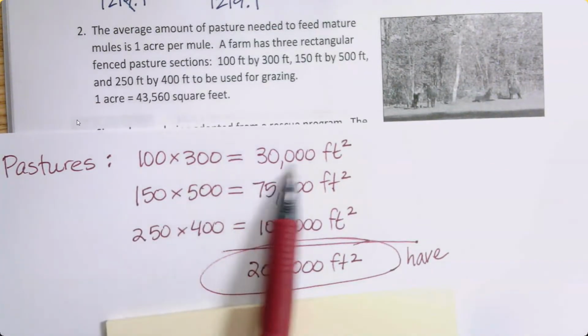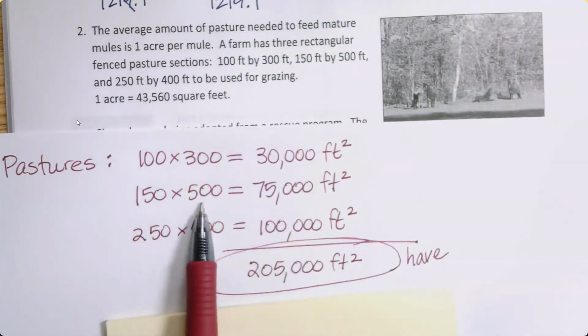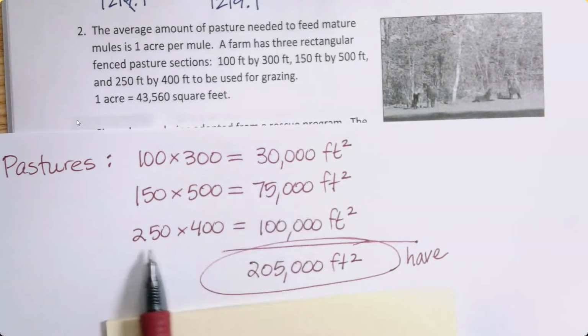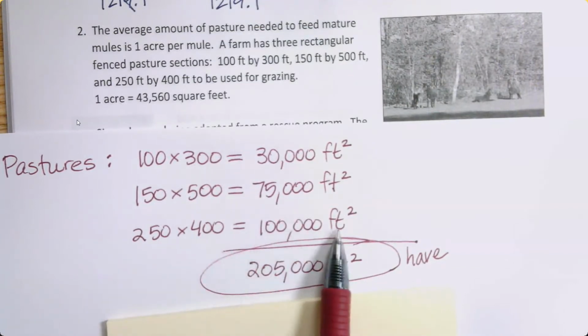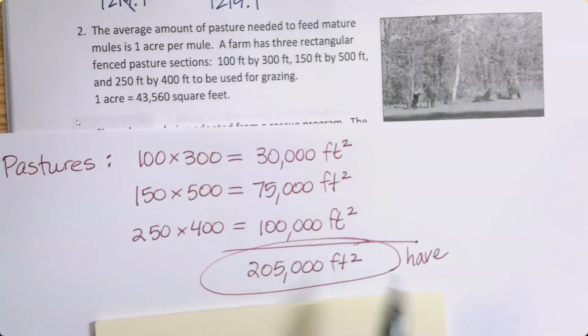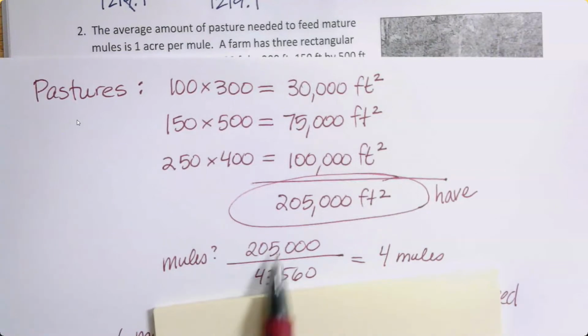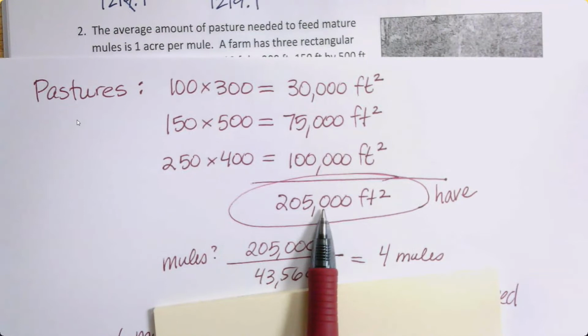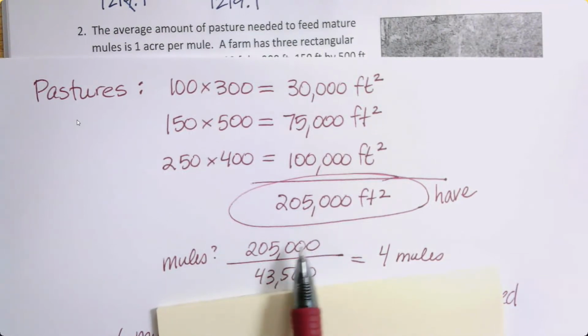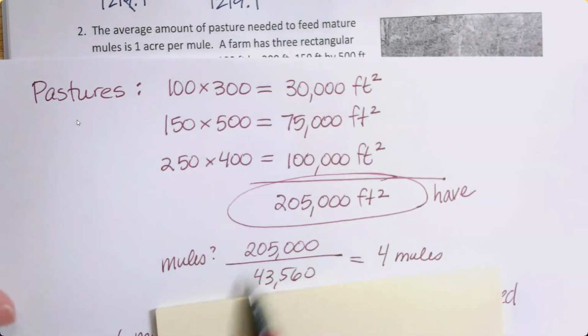100 by 300 is 30,000 square feet, 150 by 500 is 75,000 square feet, and 250 by 400 is 100,000 square feet. That all adds up to 205,000 square feet. Now this next part, this is not really me asking a question. Just out of curiosity, I was like, well, if we don't have enough space to put 6 mules yet, how much space do we have? We have enough right now to fill in here. So let me talk to you about how I got that.